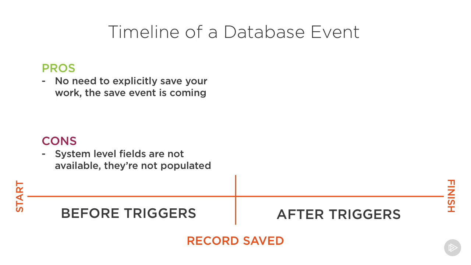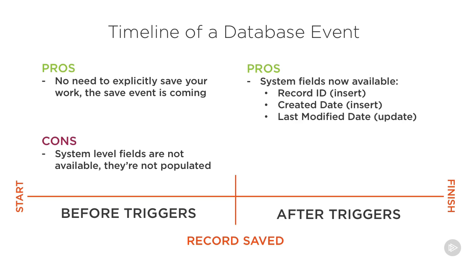Luckily, this only happens for certain system-level fields, so the vast majority of fields that you do want to use have the most up-to-date values. Which brings us to the pros of after triggers. Salesforce populates certain system-level fields during the record save milestone, which means that the latest values of these fields are now available for you to use in your after triggers. Common examples of these system fields are the record ID, created date, and last modified date values.